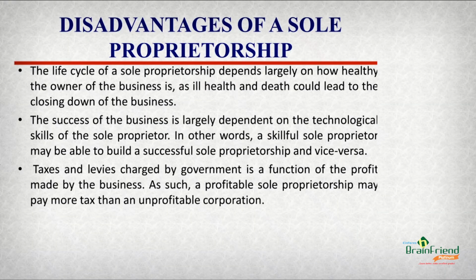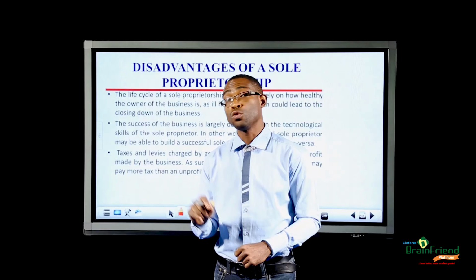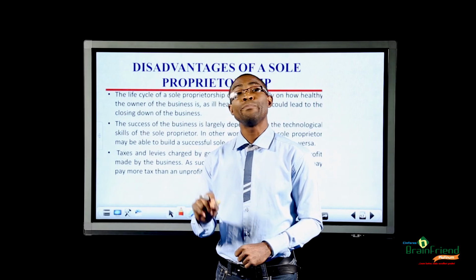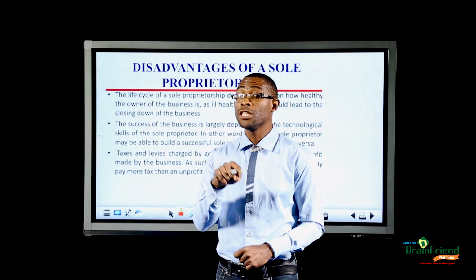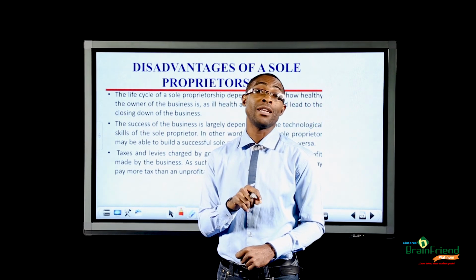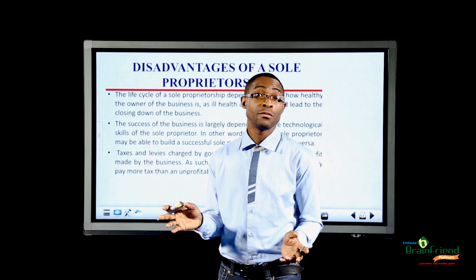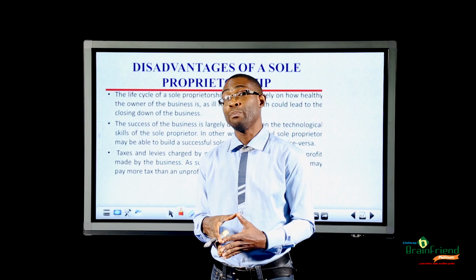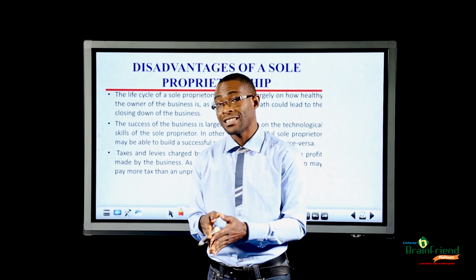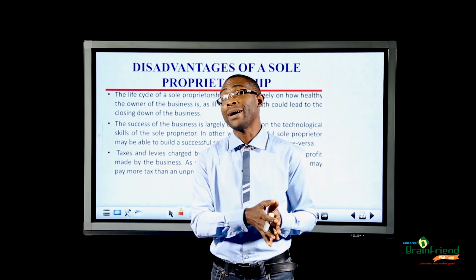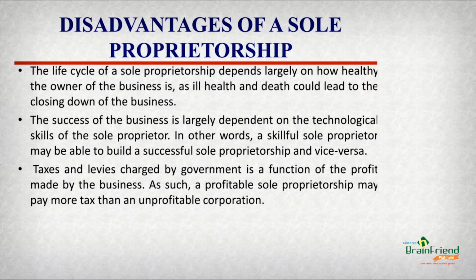And lastly, for this class, taxes and levies charged by government is a function of the profit made by the business. So if Mr. Okonkwo makes a profit of 200,000, he is paying tax from the 200,000 naira he has made as profit. So you see how he could pay more tax than even those in a partnership form of business, which we will be talking about in our next class.